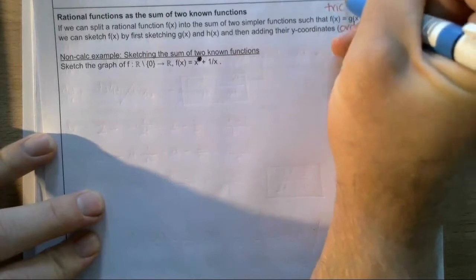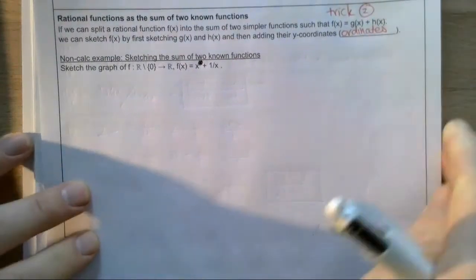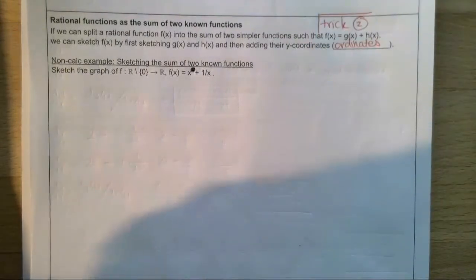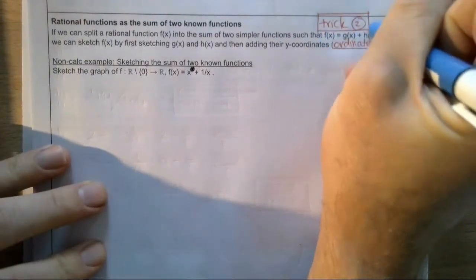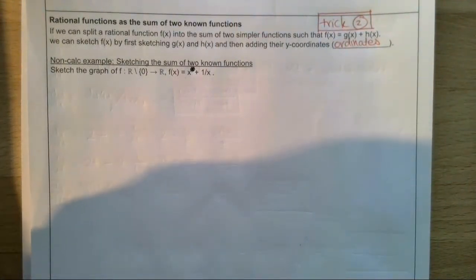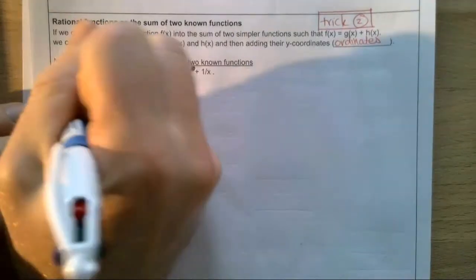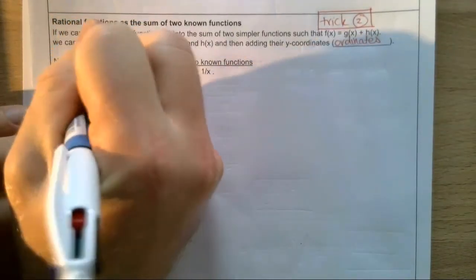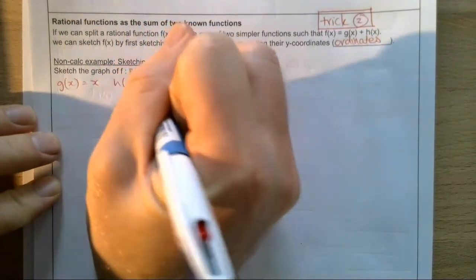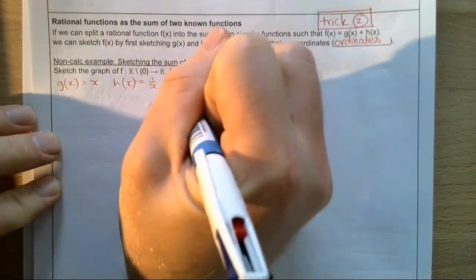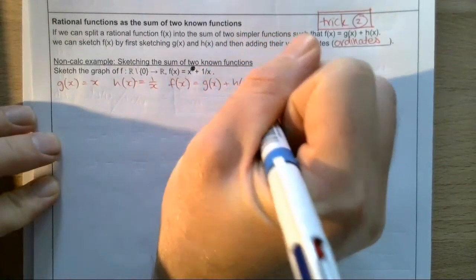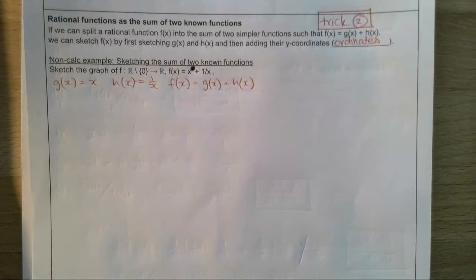Okay, so first thing I'm going to use is this trick 2. I should have labelled it, shouldn't I? Trick 2. They're adding 2 functions. Because it's already done for me here, I can see that f of x is x plus 1 over x. So g of x equals x, h of x equals 1 over x, and f of x, well, that's g plus h. So that's telling me quite a lot already.